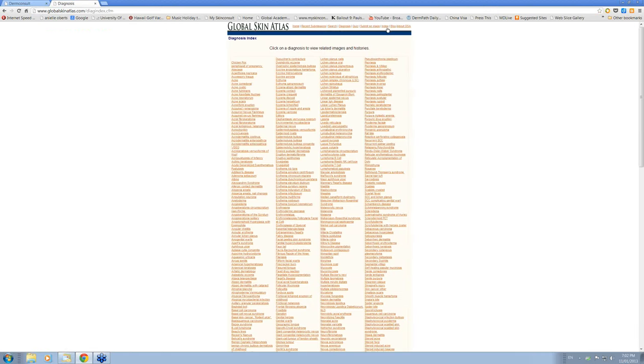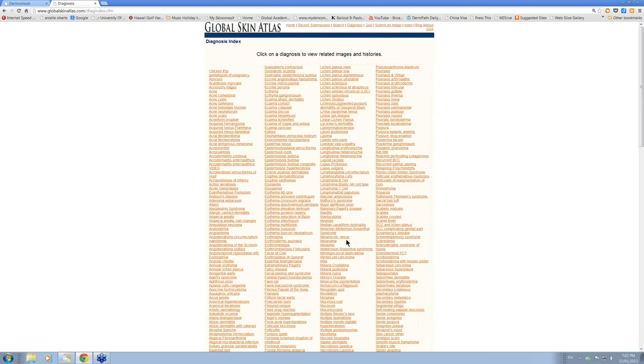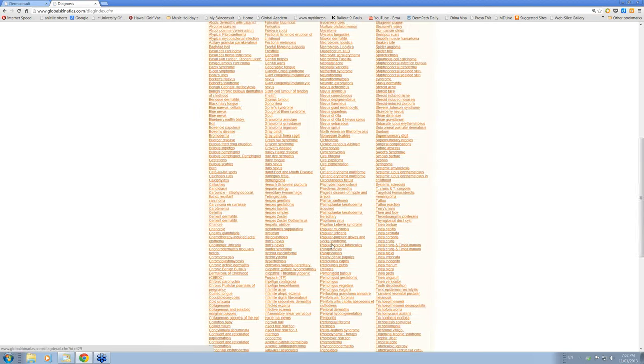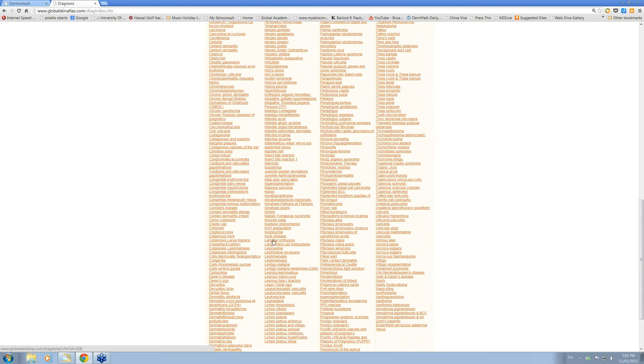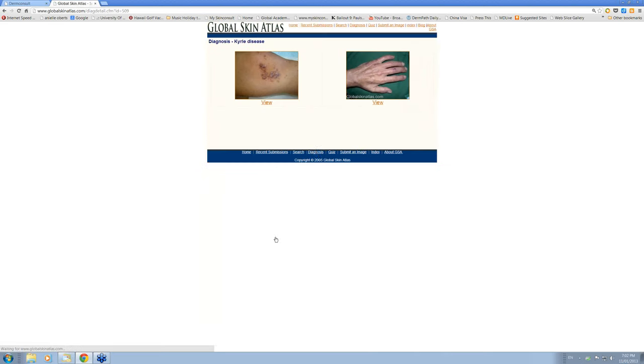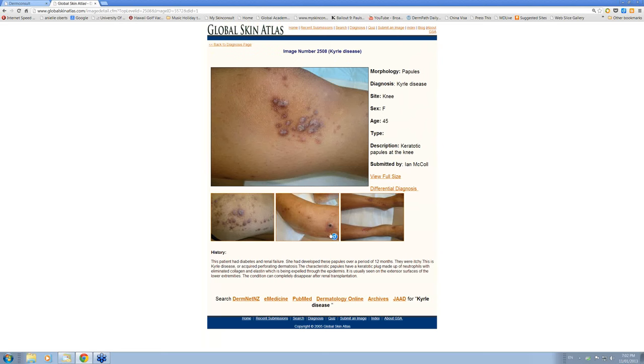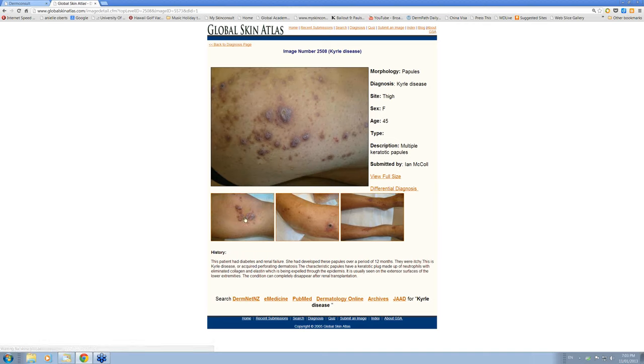Now we want to go for Kyrle's disease. Let me make that a little bit bigger as well. Yeah, this one. This was a lady who had chronic renal failure. She was on dialysis, and she'd have these lesions on her thighs and legs.